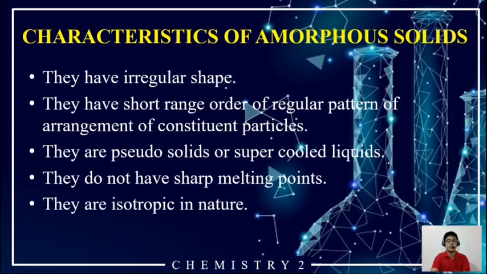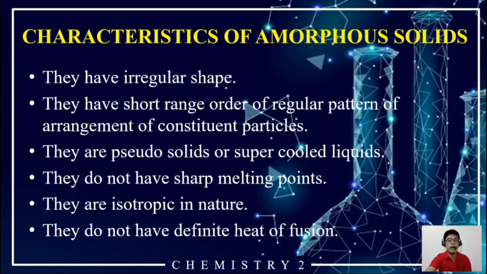And isotropic also means that these are materials that are useful since they are easier to shape. So madali silang i-form into another shape kasi nga yung kanilang particles and molecules inside ay hindi naman ganoon ka-regular. Okay? And last is they do not have definite heat of fusion. So those are the characteristics of amorphous solids.